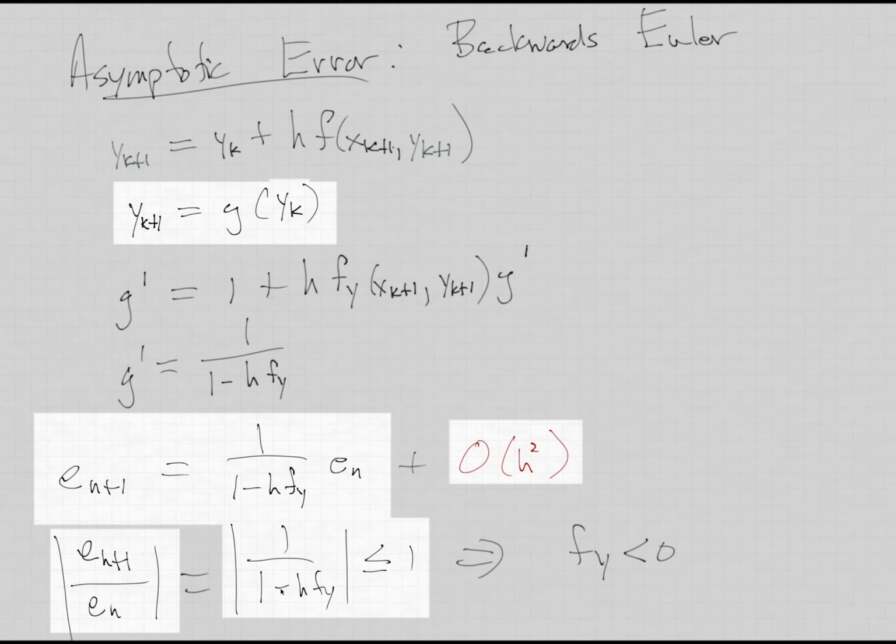We want the absolute value of 1 over 1 minus h times f sub y to be less than or equal to 1. And you'll see this is satisfied automatically as long as f sub y is negative. As long as f sub y is negative, then this denominator will be bigger than 1, and therefore the fraction will have a value less than 1. So the only condition on the backwards Euler algorithm for absolute stability is that f sub y be less than 0, which of course is exactly the same as that the ODE be well conditioned.